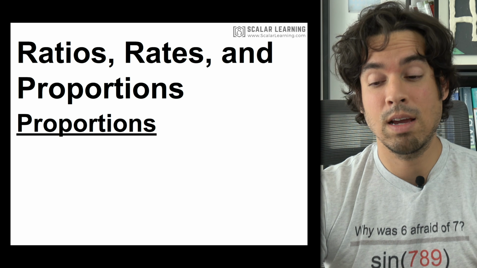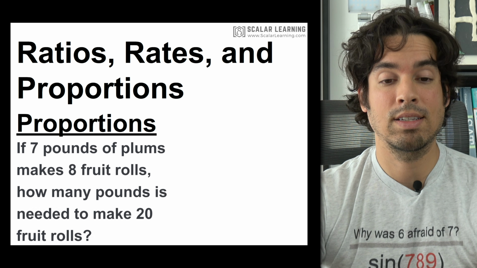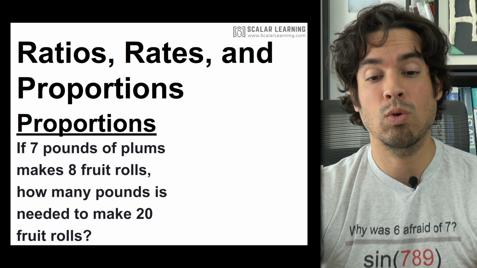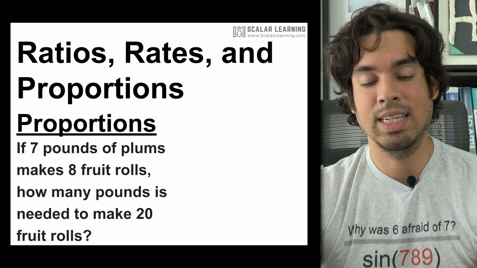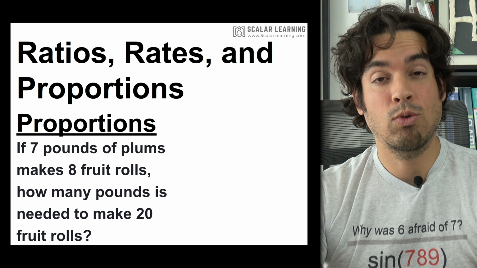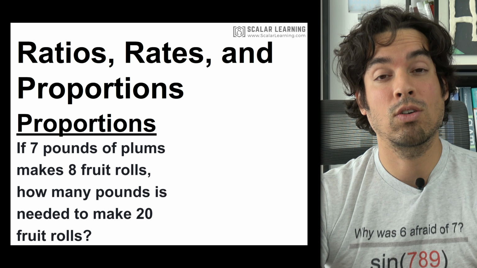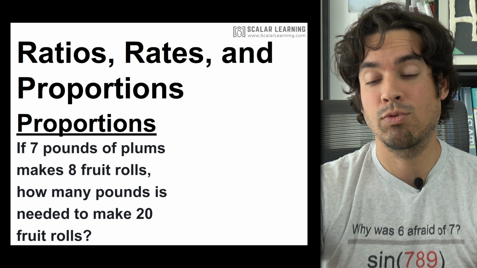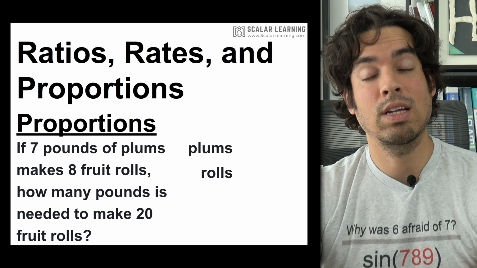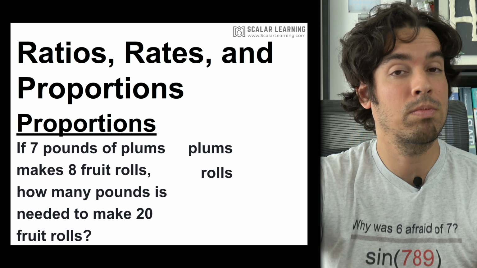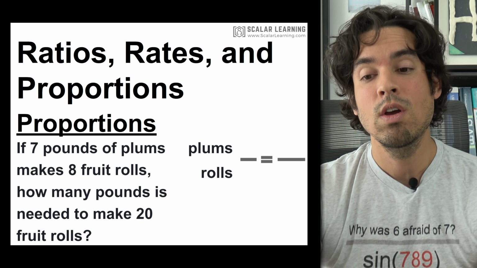Continuing on with an example for proportions, let's take this example. We said if 7 pounds of plums makes 8 fruit rolls, how many pounds is needed to make 20 fruit rolls? The first thing you want to do before you set up a proportion is set up your categories. So now we're talking about pounds of plums and corresponding fruit rolls. So we want to sort of break down those categories, and it's arbitrary. I could have put rolls on top. I ended up putting plums on top. It's just arbitrary. So now we've made that.